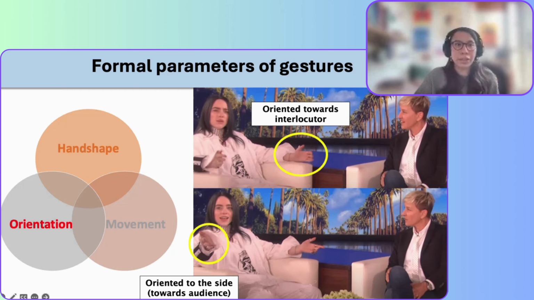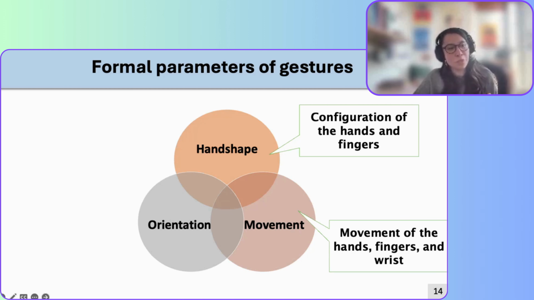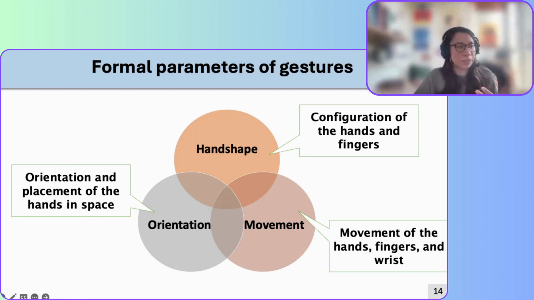So yes, that was very quickly some of the formal parameters of gestures you can find. And so, right, hand shape, so the configuration of the hands and fingers, movement of the hands, fingers and wrist, orientation and placement of the hands in space as well. I haven't mentioned pace, because that's also something you may look at, how fast or how quick or how slow a gesture is. That's another parameter. When we think of big gestures and small gestures, it's how much space they take in a gesture space. And so these are other elements that you can look at.